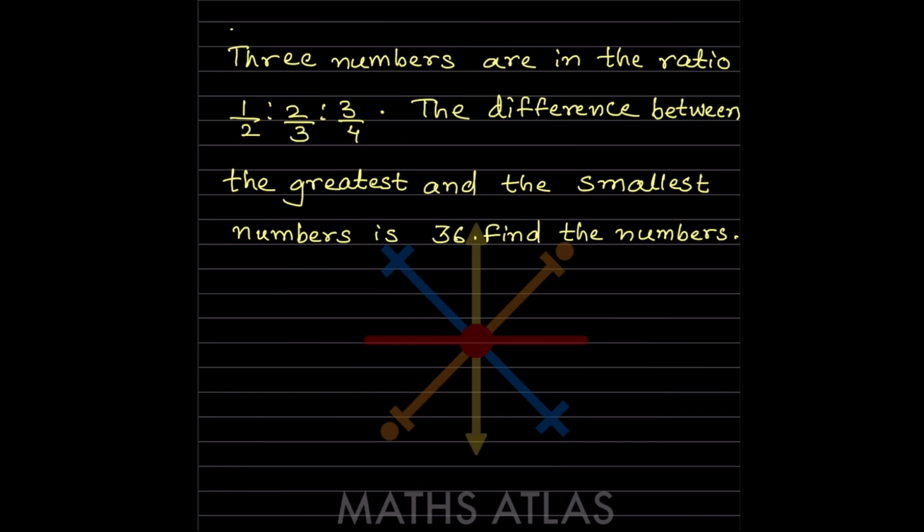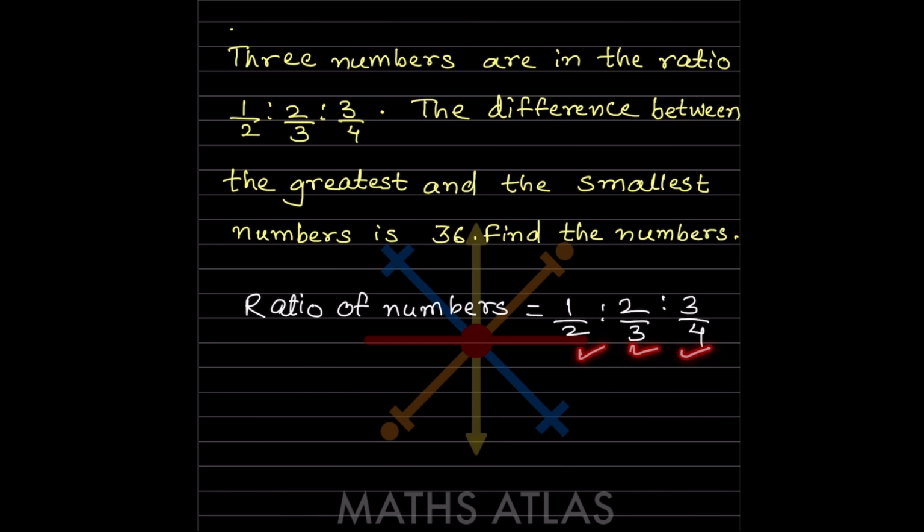So now what will you do first? The ratio is given, so we'll write the ratio of numbers: 1/2 is to 2/3 is to 3/4. Can you see the denominators of that? The denominators are different. So what will you do here?